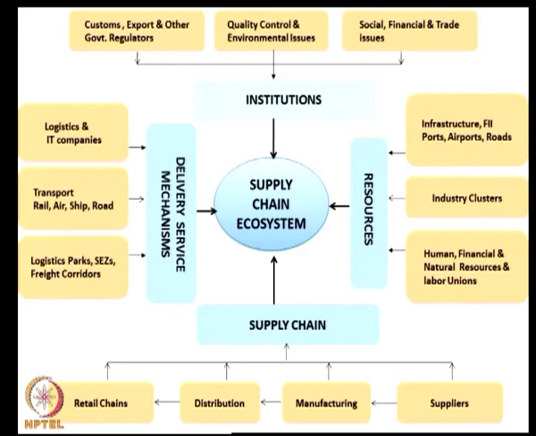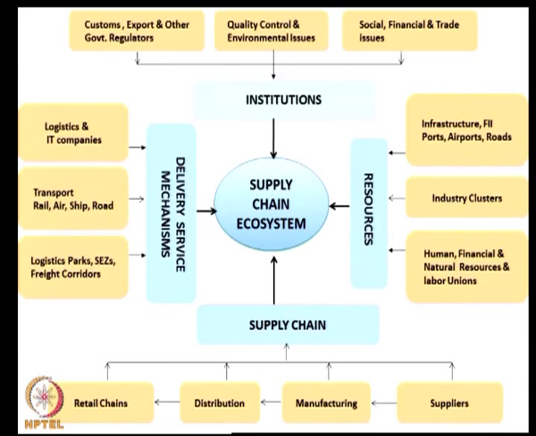And finally, we have the delivery infrastructure or delivery mechanisms. The logistics and IT companies that are needed. We have seen in the last class there can be 1PLs, 2PLs, then 3PLs and 4PLs. And also the transportation that's available by rail, air, ship and road. And also the logistics parks, the special economic zones, freight corridors and so on.